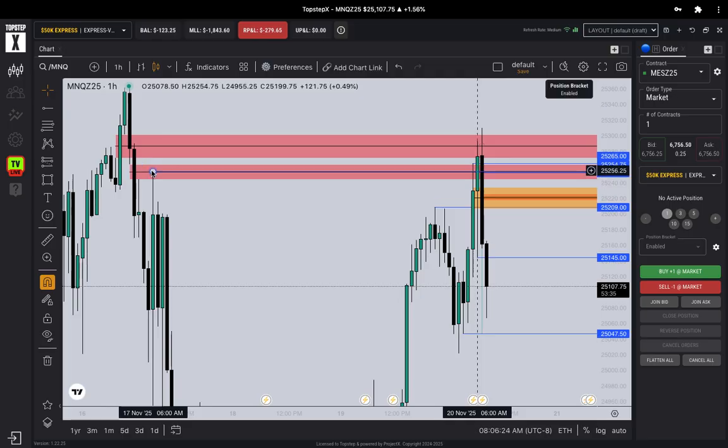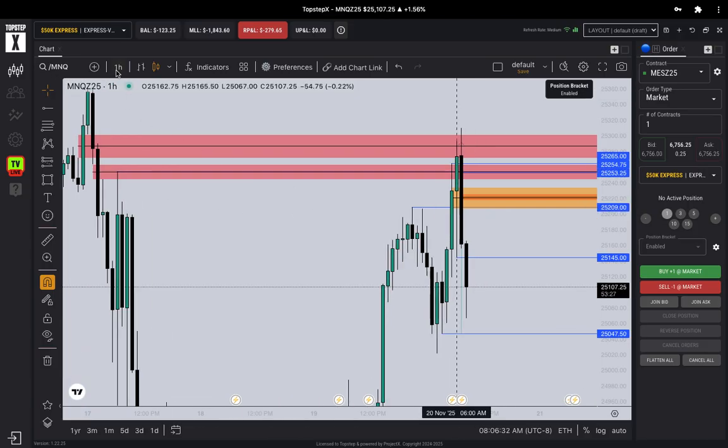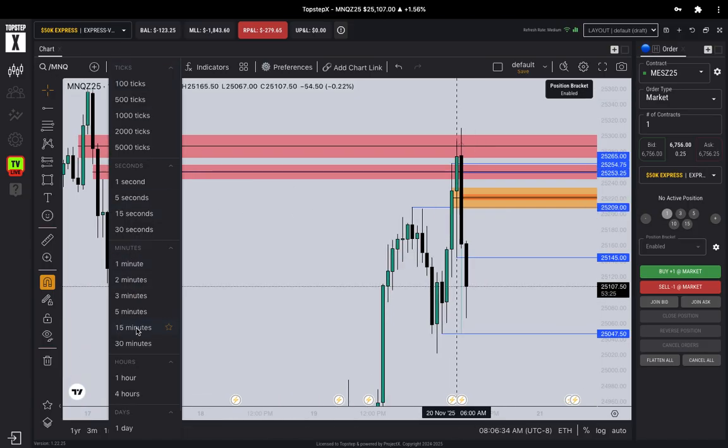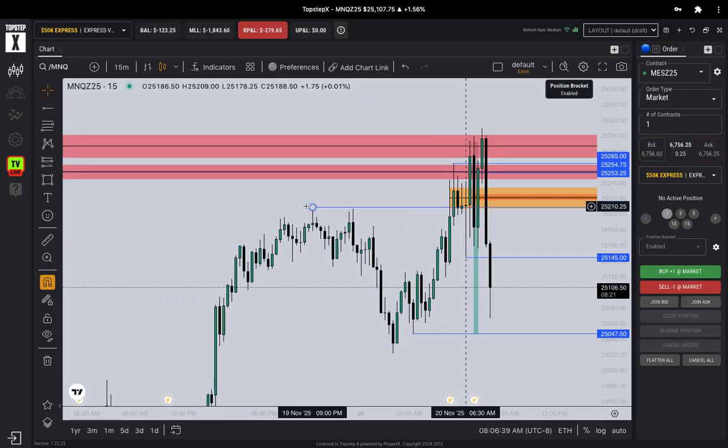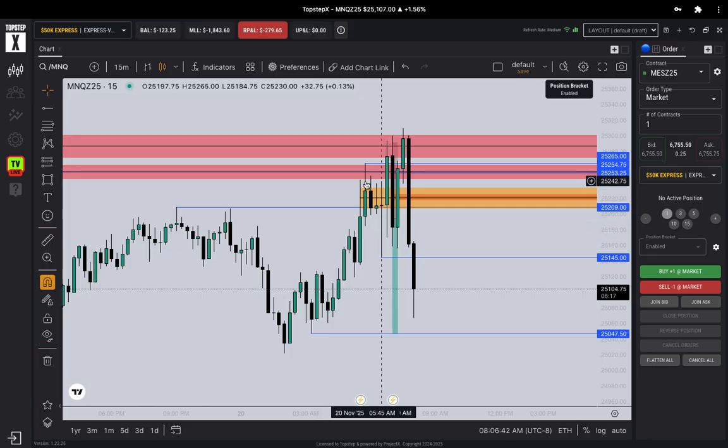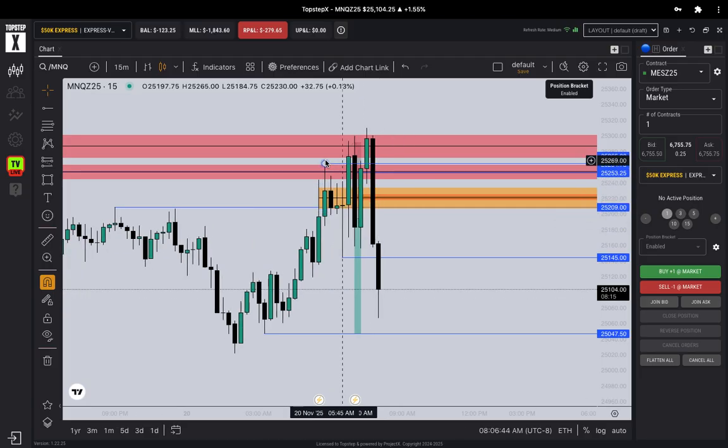So we mark out this high right here and mark out these highs right here. We mark out this inverse fair value gap as well as this fair value gap to see what price does when it reaches it. We scale down to the 15-minute time frame. As you can see, we have two 15-minute equal highs right here that got taken out during pre-market, and then we have this 15-minute high taken out during market open.